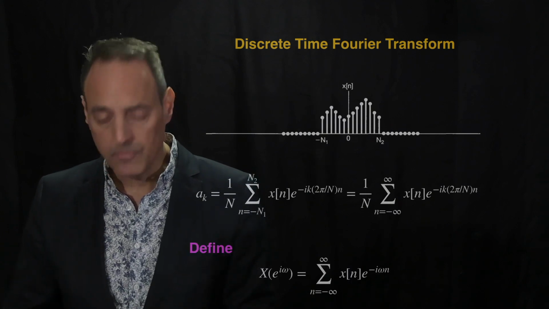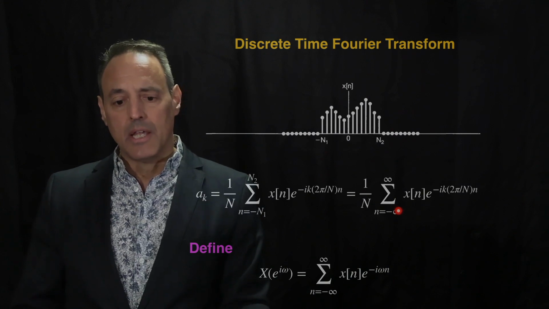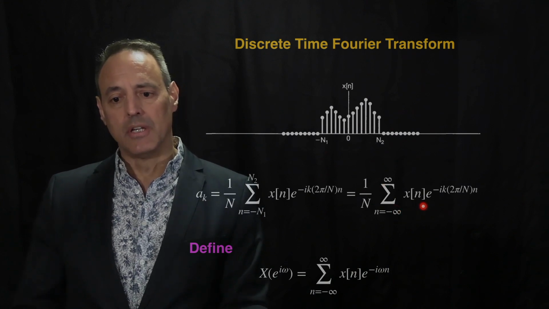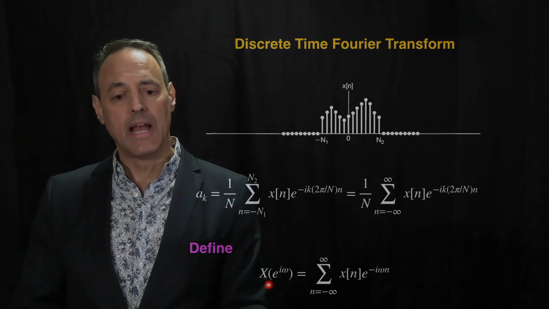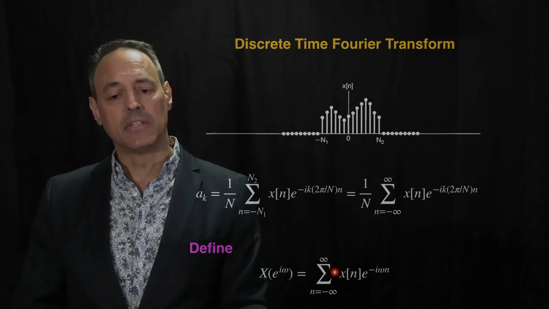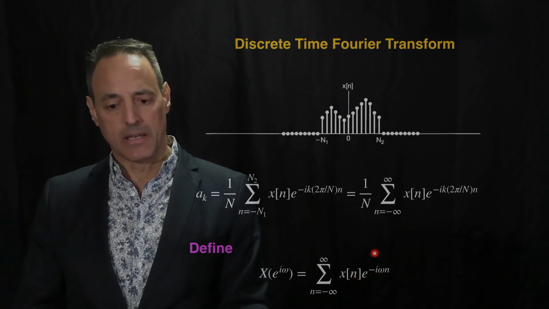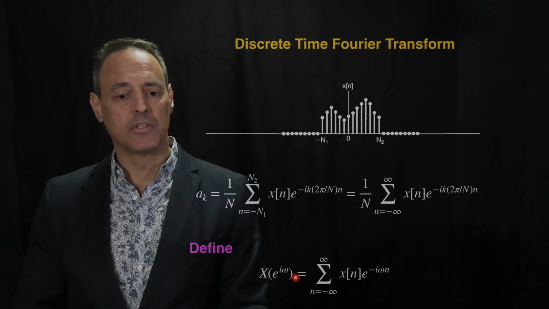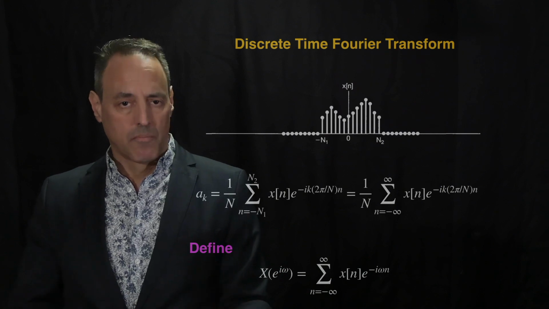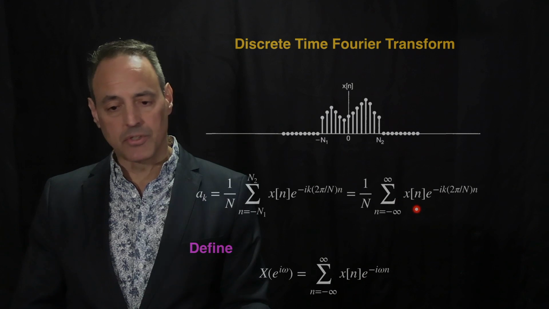And what we're going to do with this is define this summation here. We're going to define this quantity, x of e to the i omega, as the sum from negative infinity to infinity of x of n e to the negative i omega n. So you take your signal, multiply by a Fourier component, and sum from negative infinity to infinity. This is essentially your coefficient for each of the modes that's going to come out of this.